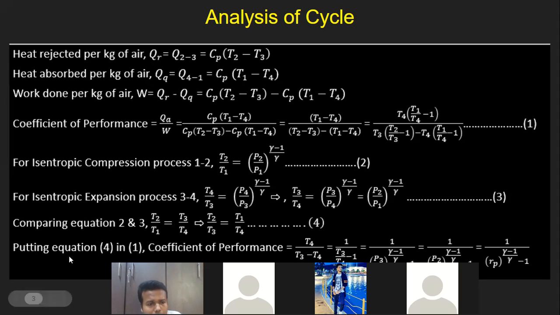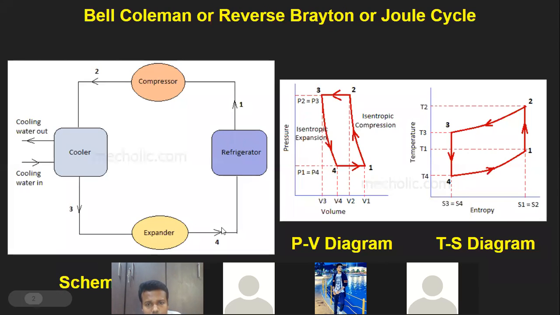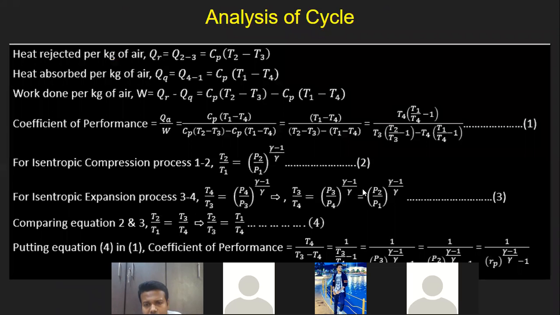Now come back to the PV diagram. You can see P2 is the same as P3, and P1 is the same as P4. So let us put that: P3 is the same as P2, P4 is the same as P1, raised to power gamma minus 1 by gamma as it is. Let us write down these as equation number 3.